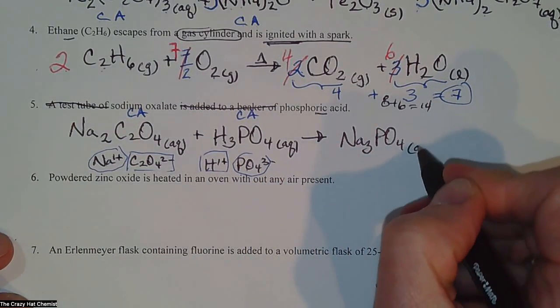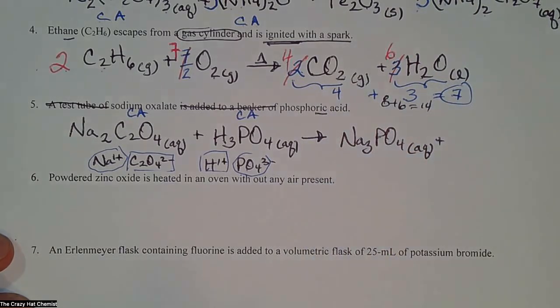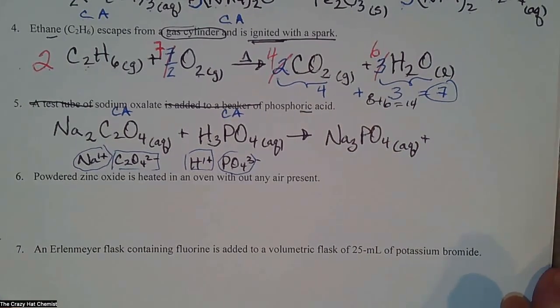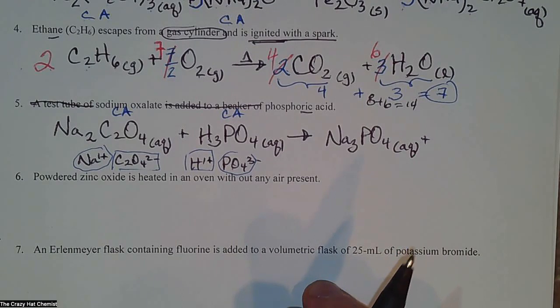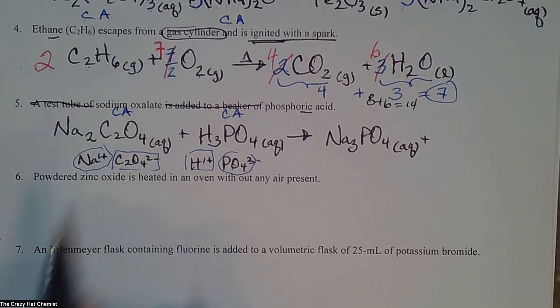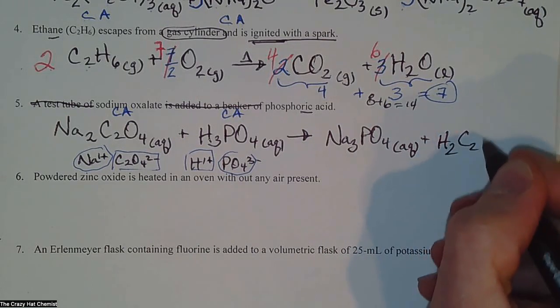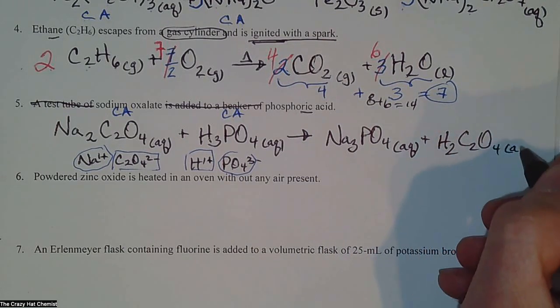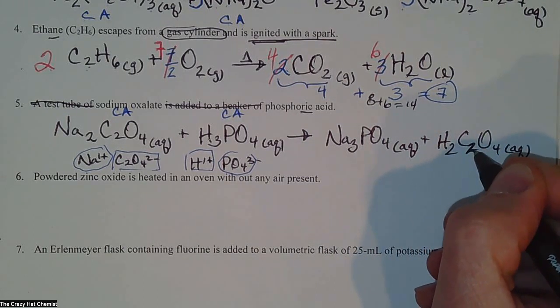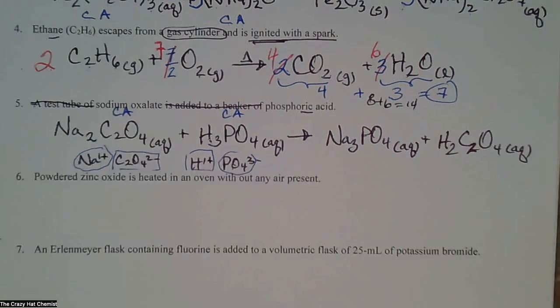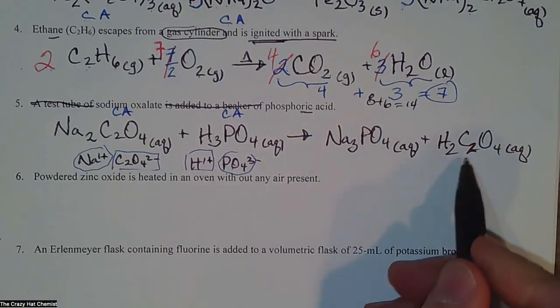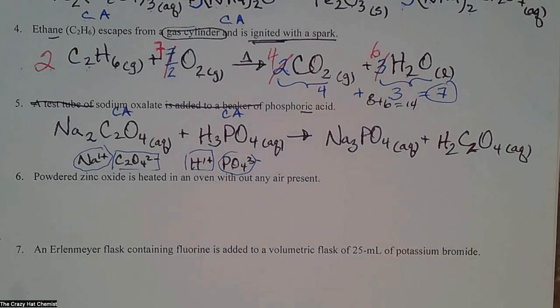So the sodium is going to get together with the phosphate, and I'm going to have Na3PO4. Anything with sodium in it is aqueous. All right. And then my next compound is going to be the H with the oxalate, and that's going to be H2C2O4, and that's also aqueous. Okay. All right. Fantastic. This is oxalic acid. This is sodium phosphate. And now what we need to do is balance this thing here.